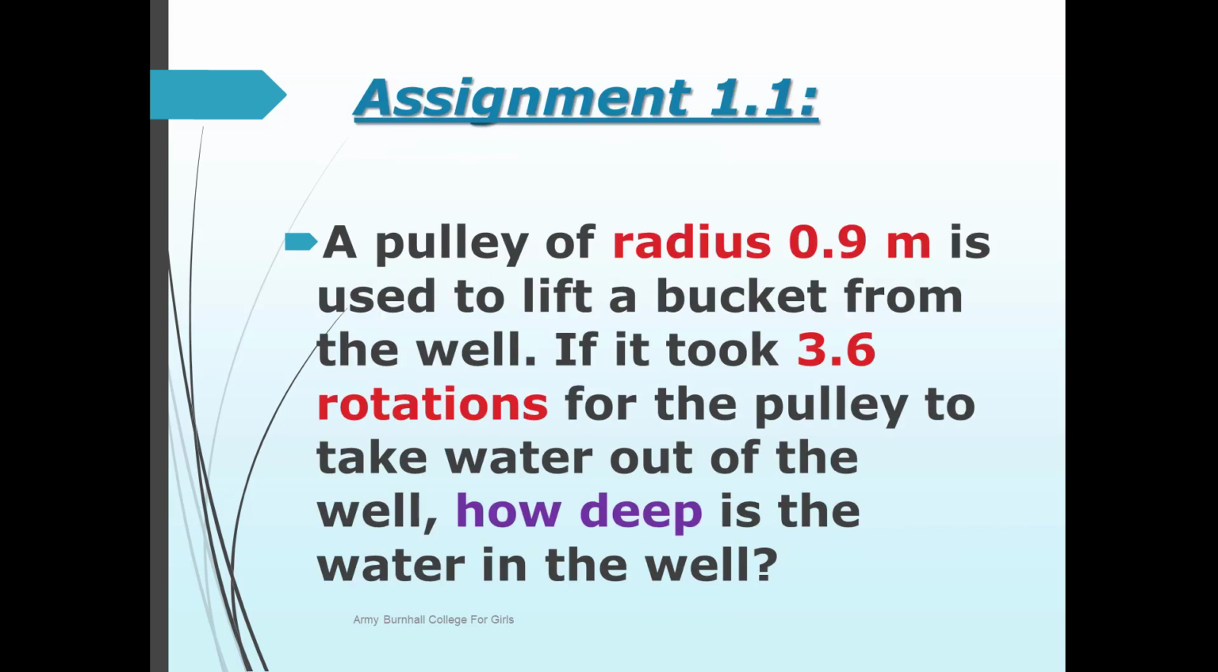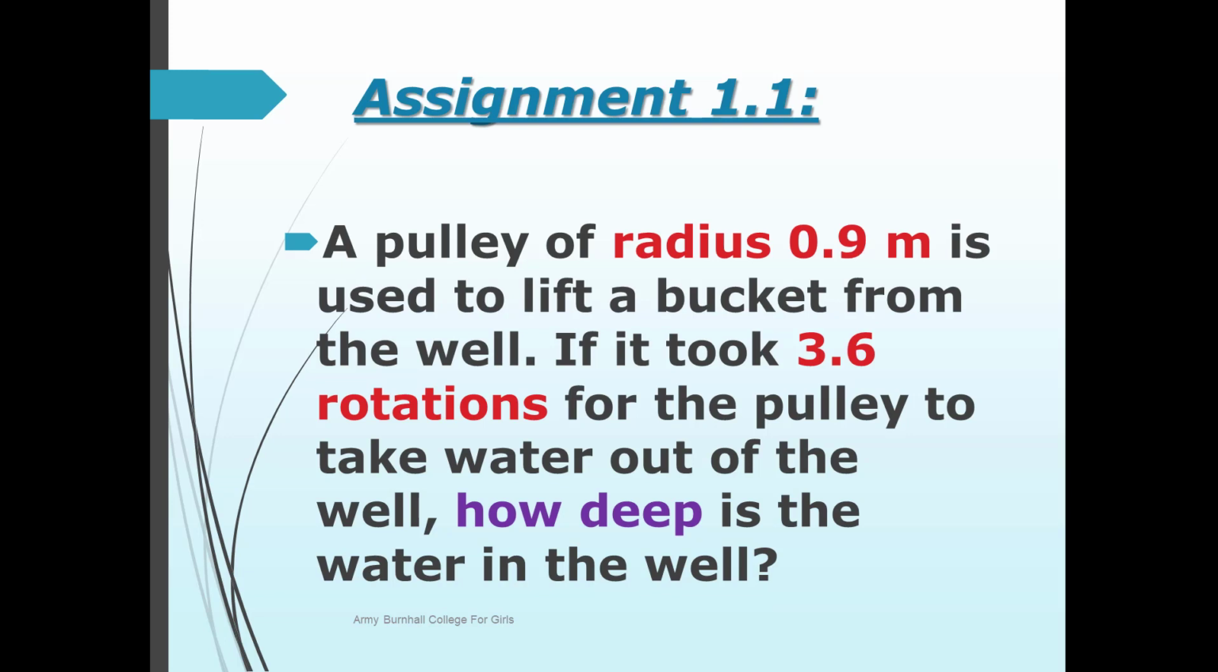Assignment 1.1, you can check this out in your book as well. A pulley of radius 0.9 meters is used to lift a bucket from the well. If it took 3.6 rotations for the pulley to take water out of the well, how deep is the water in the well? Right now we just have a single pulley of radius 0.9 meters, and it is used to lift a bucket from the well. This pulley is rotating and it took 3.6 rotations to take water out of the well.